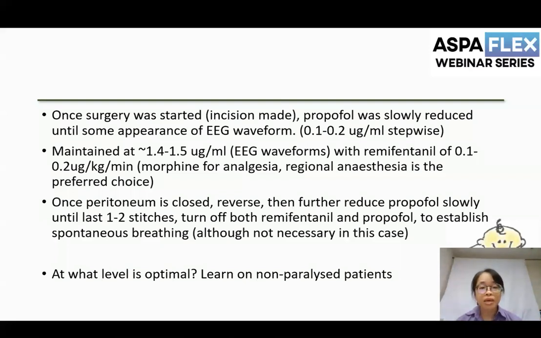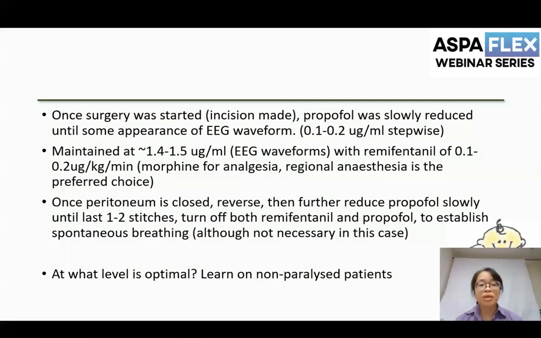So once the peritoneal layer is closed, we reverse the muscle relaxant and further reduce the propofol slowly until the last 1 to 2 stitches. Then we will turn off the remifentanil and propofol to establish spontaneous breathing. Of course, in this case, since the patient is ventilated post-op, there is no absolute necessity to actually bring up the spontaneous breathing.